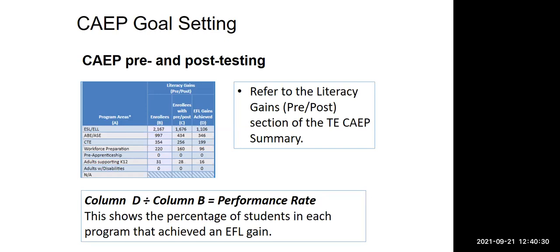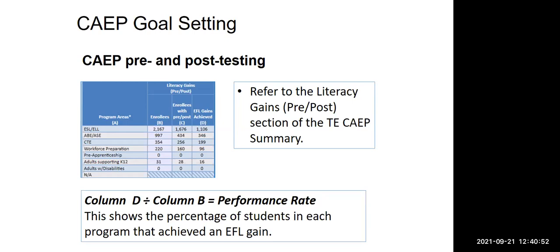So again, if we want persistence, we're just saying in column C, what percentage in each program completed a pre-post pair. For performance, we're looking at column D, what percentage of students in each program actually made that gain between pre and post test. So again, this is the basic way of doing it for pre and post testing.